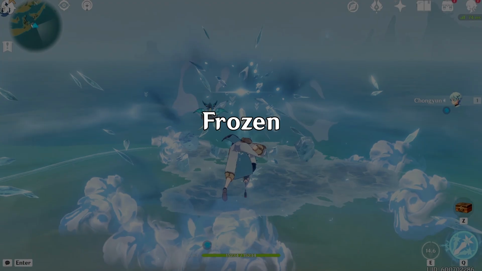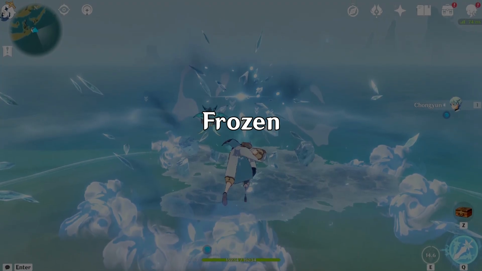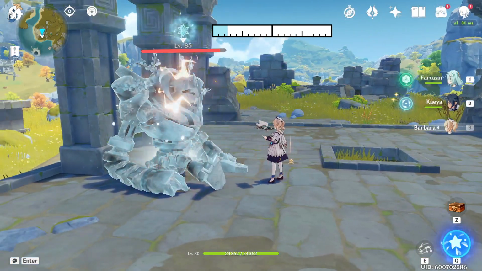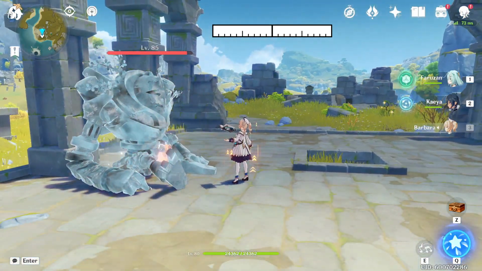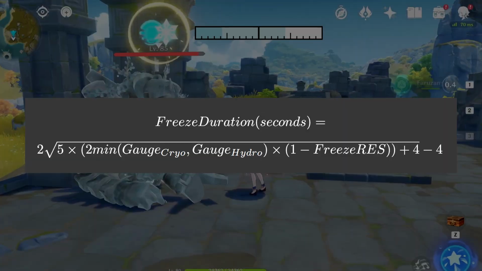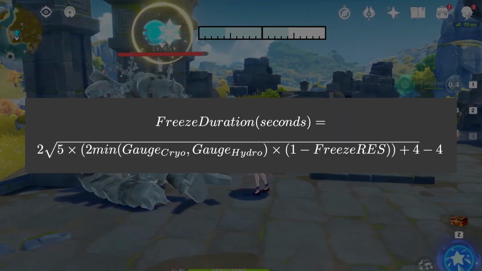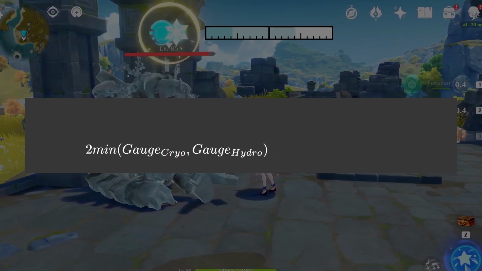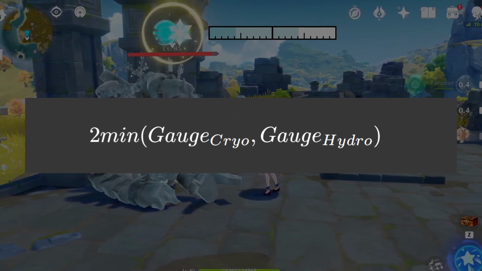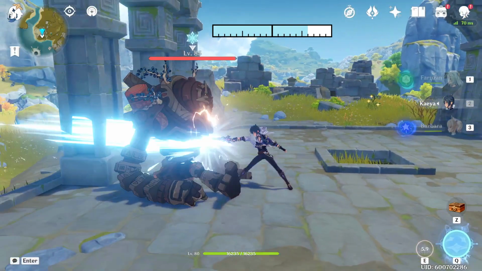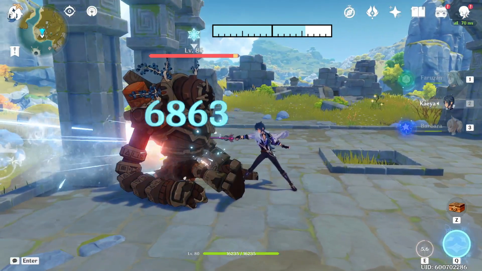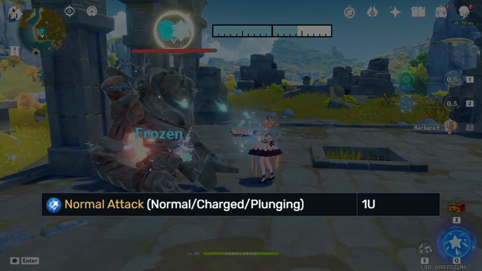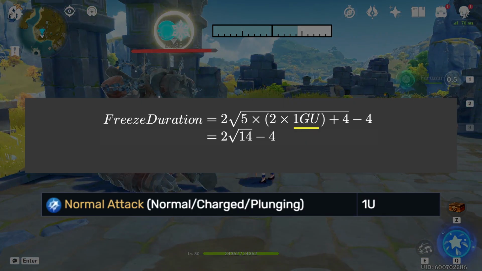And on the topic of open world interactions, let's talk about Frozen next. Frozen follows the same concepts that we've learned so far, but one other aspect of it that's related to gauge units is how long the freeze lasts. The exact formula for calculating the freeze duration is a little complicated, but the main thing to take away is that the duration is proportional to the lesser of the 2 gauges that were used to trigger Frozen. For example, here I'm using a 2U Cryo Aura and a 1U Hydro trigger. Between these two, the 1U Hydro attack has fewer gauge units, so the freeze duration is calculated based on that.